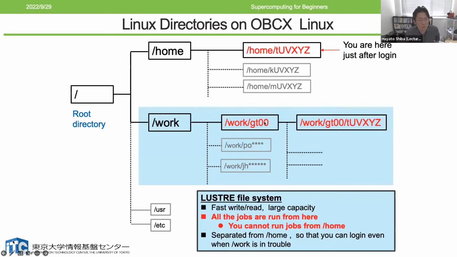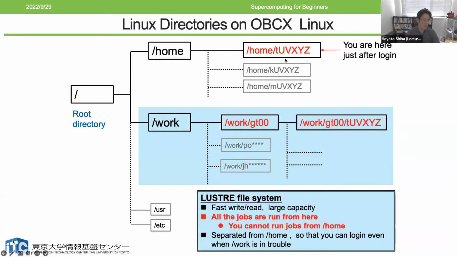So we are going into the main part. I'm showing the Linux directory structure on the Oakbridge-CX system. This is actually a special thing, because I hope you remember that the first directory you are moving to is the home directory, /home/t... Just after the login, you are redirected into this place.